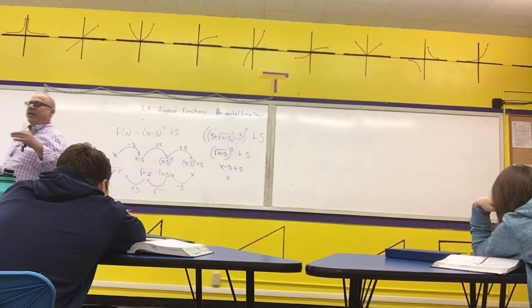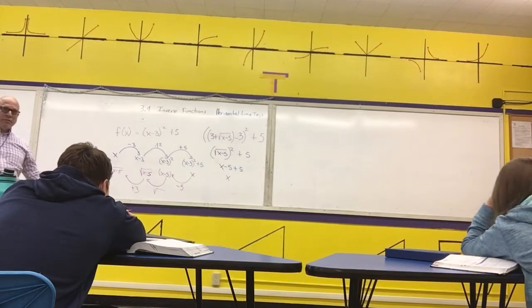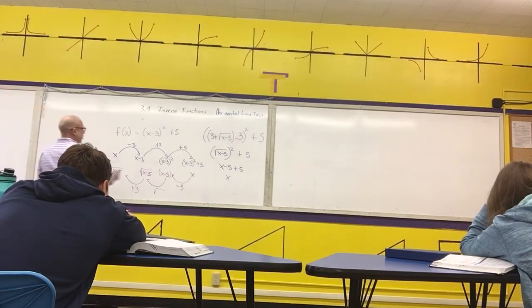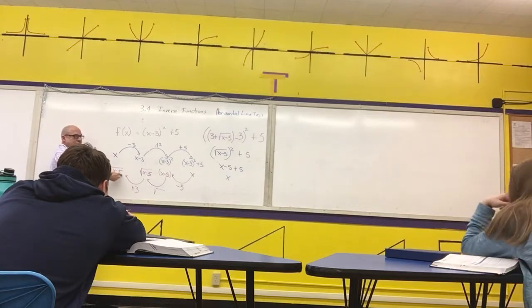Mm-hmm. So in order to verify it's an inverse, I would have to do it the other direction also. You should see that that's going to work because you're going to end up with the x minus 3 squared plus 5 right here. The plus 5 and the minus 5 are going to cancel. You're going to have the square root of something squared, which ends up with x minus 3. The minus 3 and plus 3 will cancel, leaving you with the x.